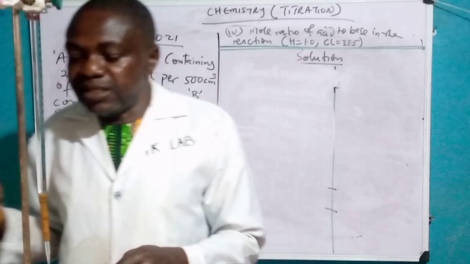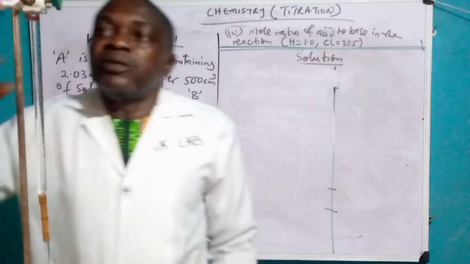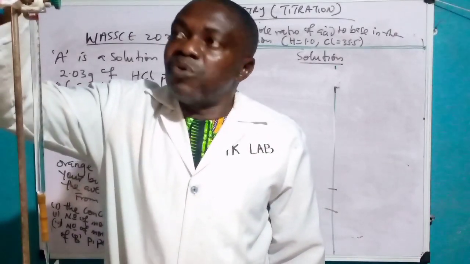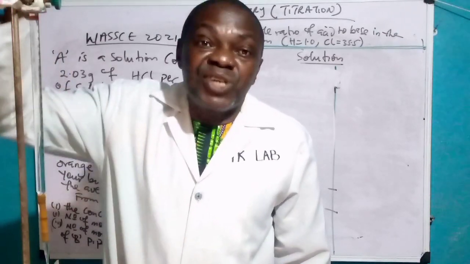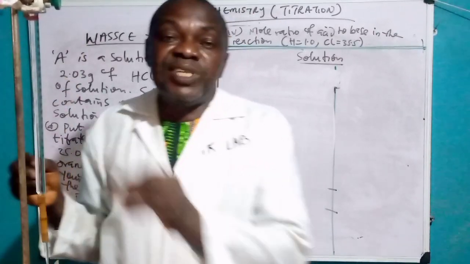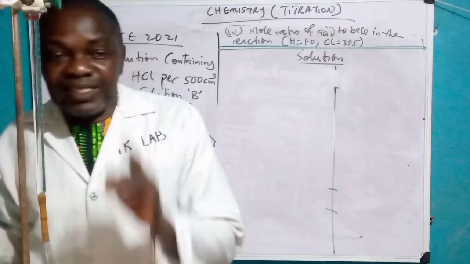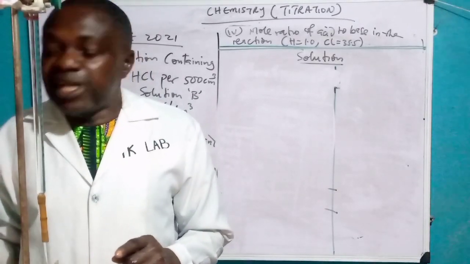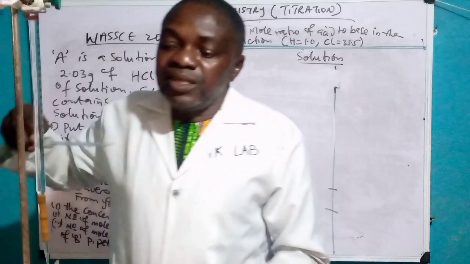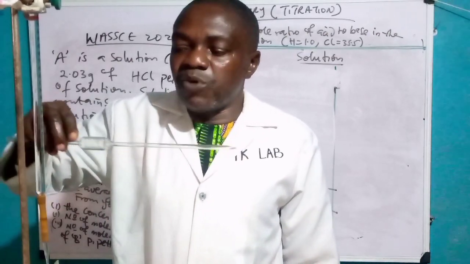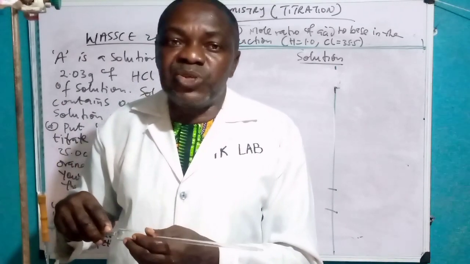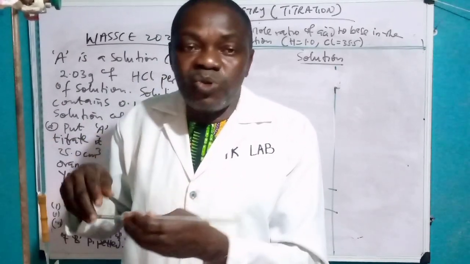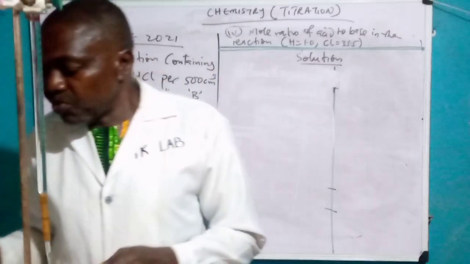So let's get started. Like I told you before, to start, you have to rinse. Even if you wash it with soap or anything, you must rinse with a small quantity of the acid you are going to use. That is one precaution. But it doesn't stop there. You must also rinse the pipette with the given quantity. That is, rinse the burette with a small quantity of the acid to be used, and the pipette with a small quantity of the base solution.